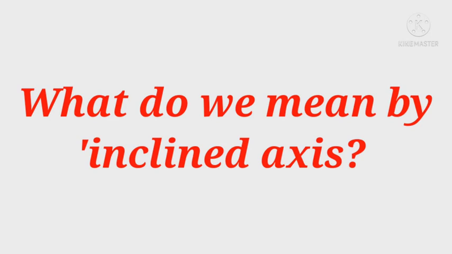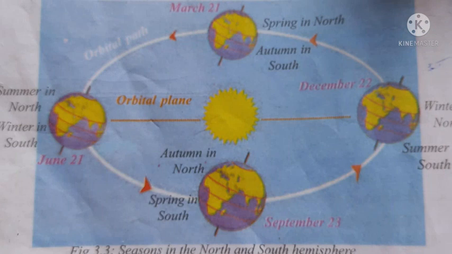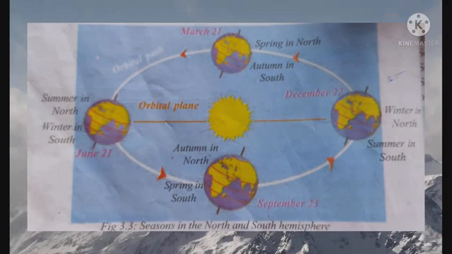What do we mean by inclined axis? The earth is always tilted in the same direction as it moves around the sun. The axis of the earth makes an angle of 23.5 degrees with the vertical or 66.5 degrees with the plane of the earth's orbit. The earth's axis of rotation does not stand 90 degrees vertical on this plane, but it is tilted on it to form a 66.5 degrees angle. In other words, it is tilted by 23.5 degrees, where 90 degrees less 66.5 degrees equals 23.5 degrees.